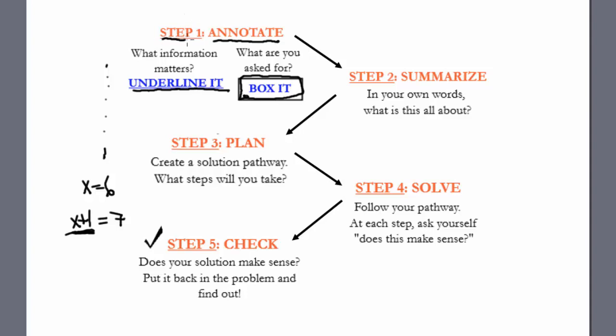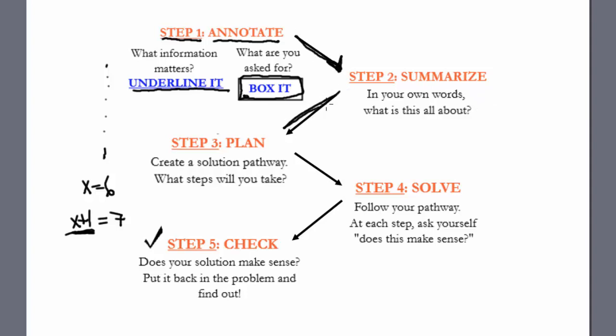Step 1, you're oriented to the problem. Step 2, summarize. In your own words, what is this all about? Now, you don't have to spend the time on a test to actually write it out, because that'll take some time, but you do want to think in your mind, I just read a bunch of stuff. What am I being asked? What is going on here? See if you can rewrite it in your own words. How could you describe to someone else what this problem is all about? So step 1, annotate. Step 2, summarize.